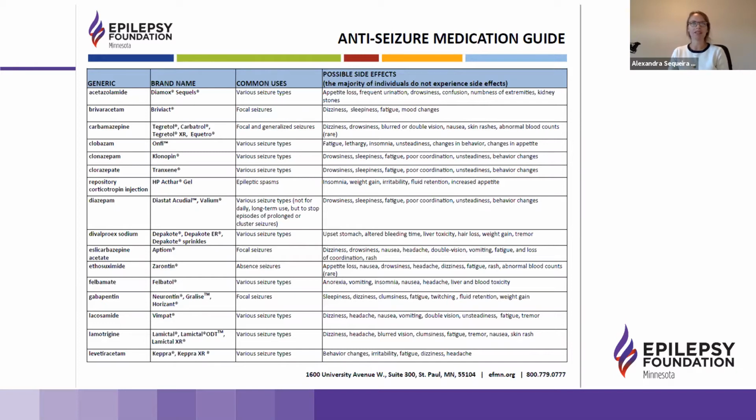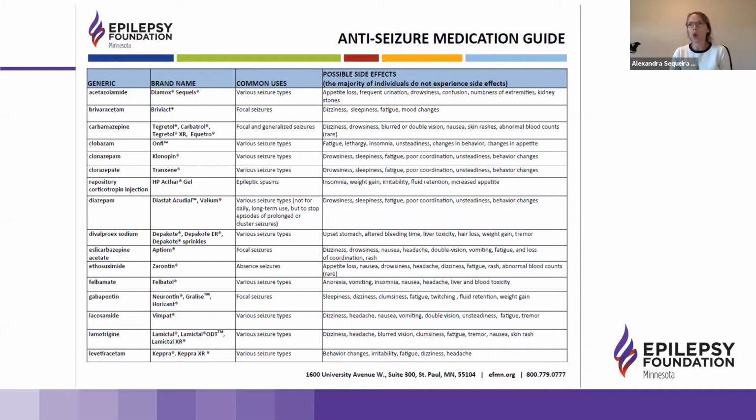So it's nice, the common uses, and then the possible side effects. Now, to be quite honest, the list of potential side effects is very long for every medication, not just anti-seizure medications, any medication. So when we counsel on side effects, we really discuss the most frequently reported side effects and also some of the most serious ones to be aware of.